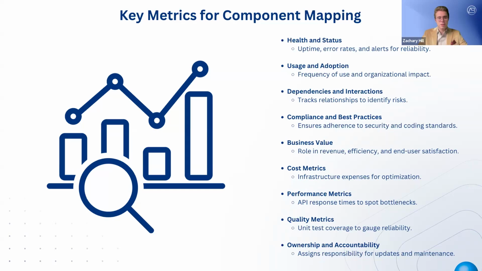Compliance metrics ensure security and performance standards are met, while business value metrics help prioritize components that directly affect revenue or customer satisfaction. Cost metrics highlight infrastructure expenses, guiding optimization decisions. Performance and quality metrics like API response times and unit test coverage ensure components are efficient and reliable. Lastly, ownership and accountability metrics clarify who is responsible for maintenance, ensuring that issues are addressed promptly.